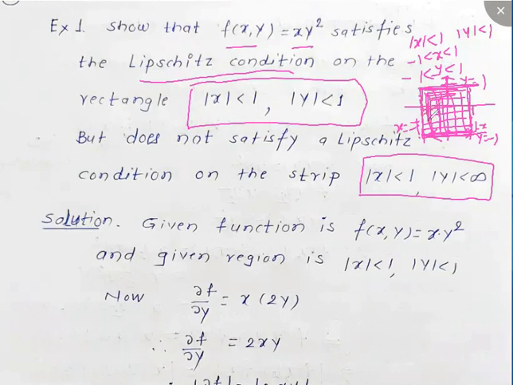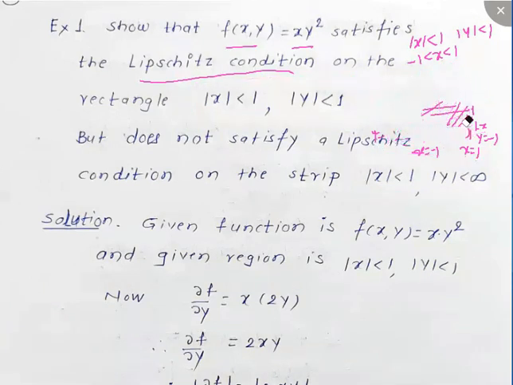In this rectangle, x goes from -1 to +1, and y goes from -1 to +1. This is y equal to 1, this is y equal to -1. So it is a rectangle. On this rectangle, we have to show that the Lipschitz condition satisfies.